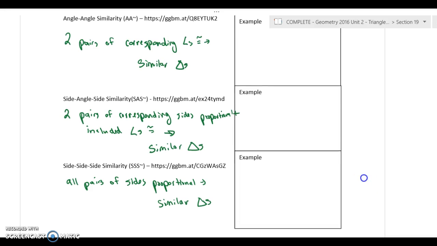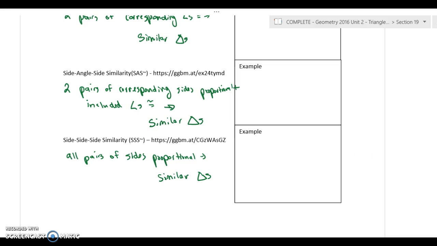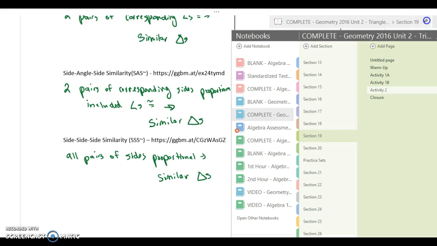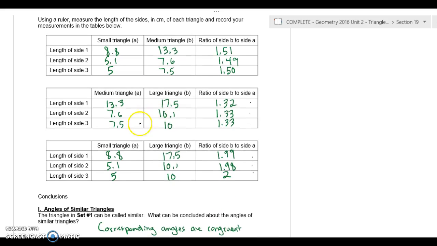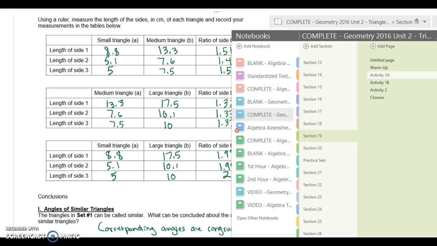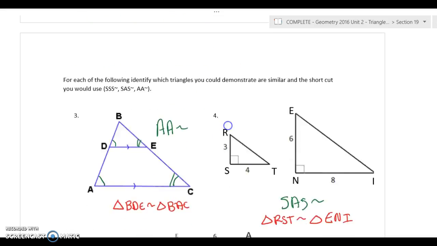Or we can show side-side-side similarity. And what that does is show that all 3 pairs of sides are proportional. The ratio of all 3 pairs of corresponding sides are equal. And those would show similar triangles. Again, we saw that back here when the ratios of the 3 pairs of sides were exactly the same. Or pretty darn close. Again, we measured it, so it wasn't exactly perfect.